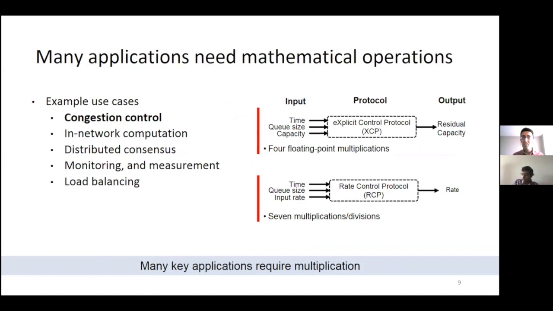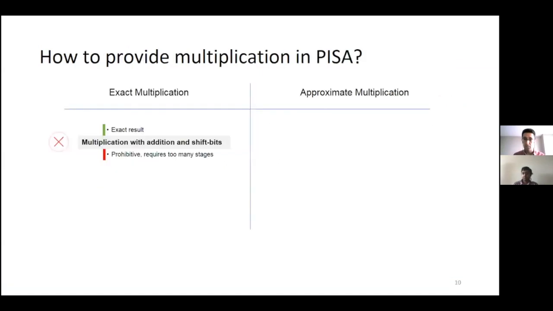And it appears that this is not the only application that needs mathematical operations. There are many more applications that need them. Let's consider congestion control as an example. We have two interesting works called XCP and RCP, which are rate control and congestion control mechanisms. For example, XCP needs 4 floating point multiplications, and RCP needs 7 multiplications and divisions. But unfortunately, none of these approaches are implementable in P4 switches or commodity switches because they need mathematical operations. So many key applications require multiplication.